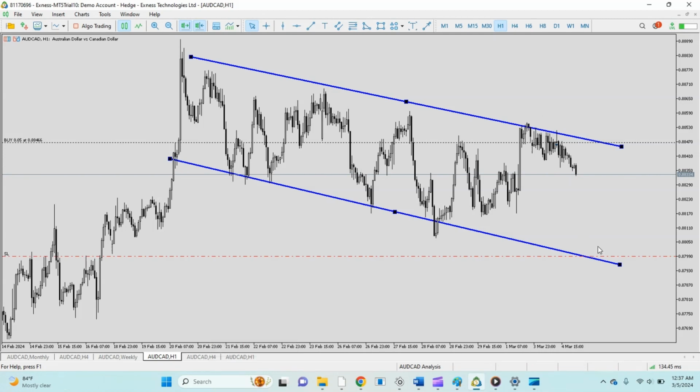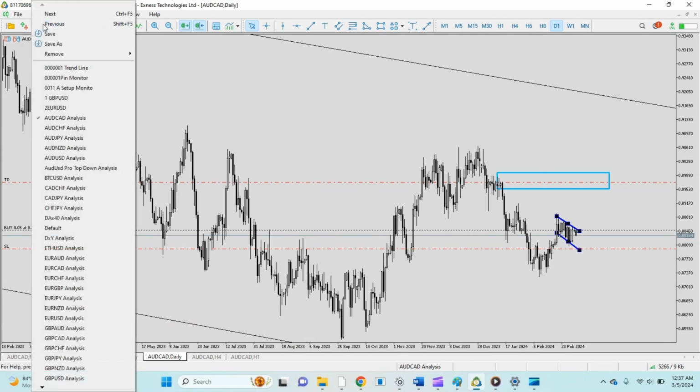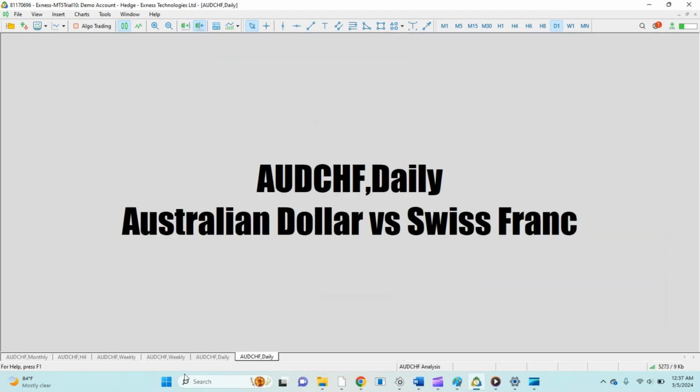So I will be buying when price approaches this area, hoping that it will break out of this area in order to be in harmony with the higher time frame. So let's go to Australian dollar, Swiss franc.